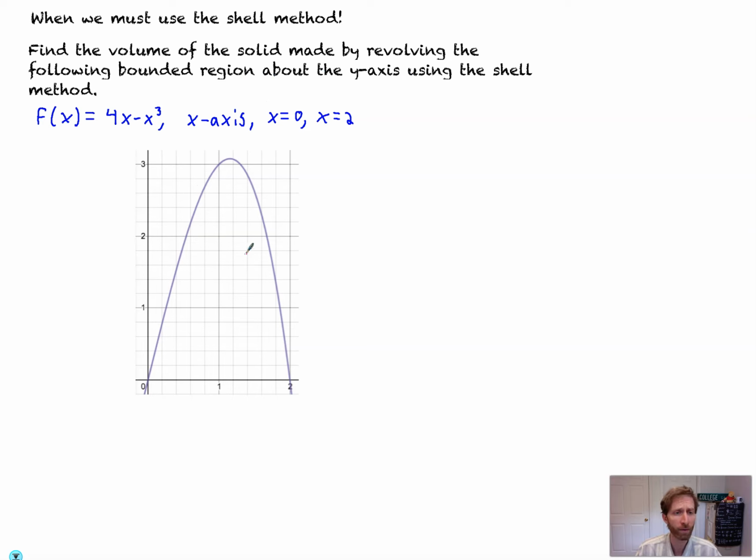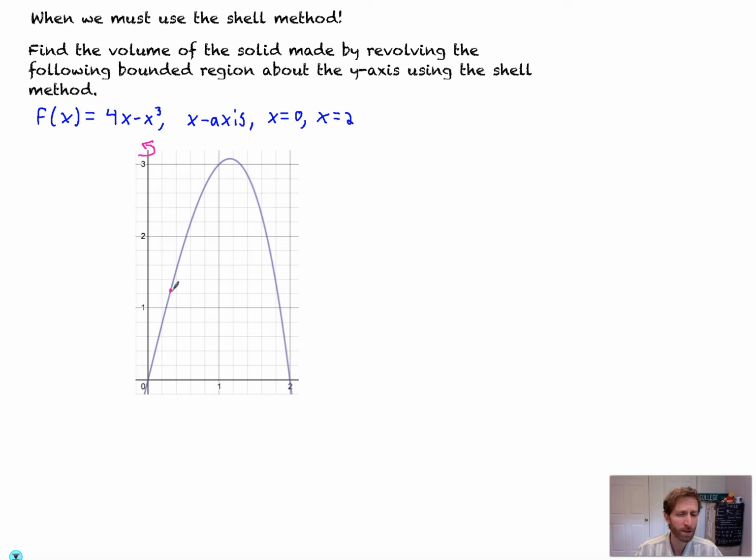So I've given you the graph of it. We've got 4x minus x cubed, the x-axis, that's here, x equals 0 right here, and x equals 2. So it's this region in here. When we revolve this about the y-axis, an interesting thing would happen. If we were to solve this using washer method, we'd have a problem, right?